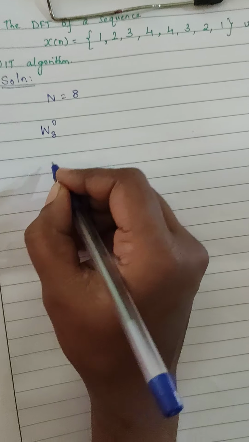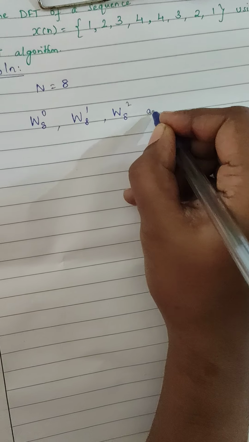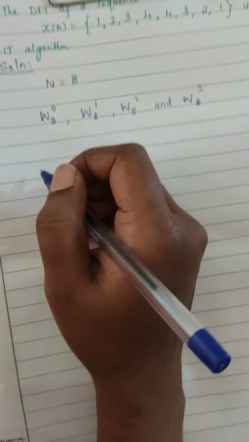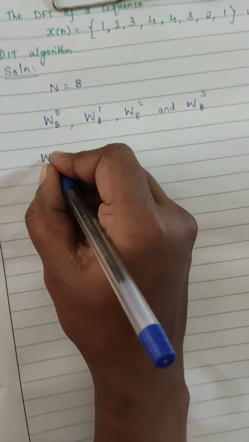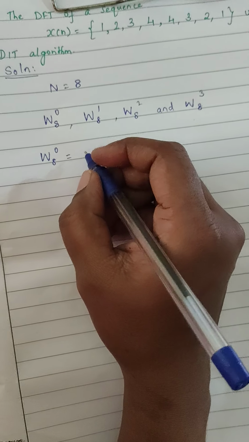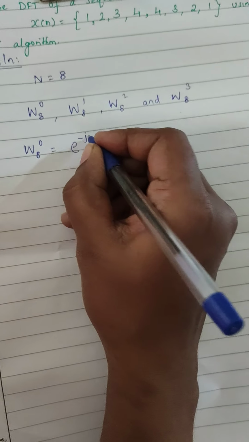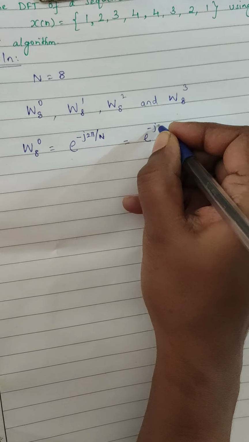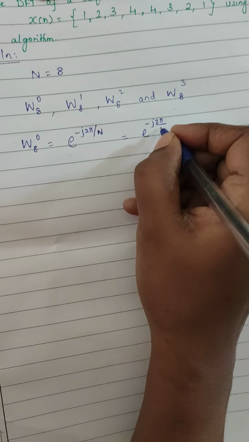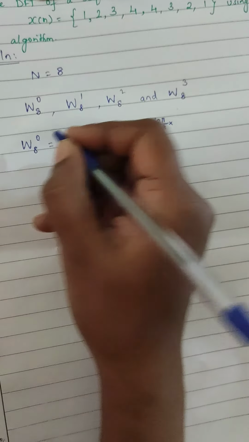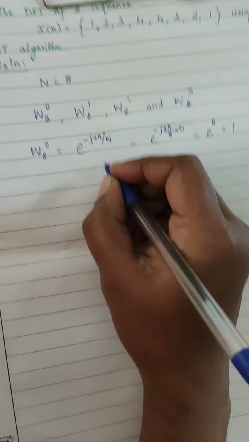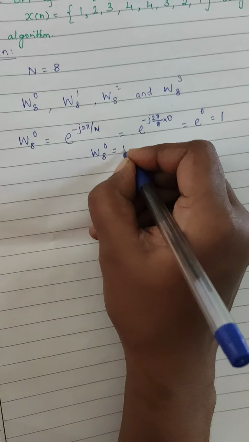0, W8 power 1, W8 power 2 and W8 power 3. These are the Twiddle factors we need to find out to solve our problem. So W8 power 0: we know the Twiddle factor formula is e power minus j 2 pi k by capital N. Since it's 8 points, it is 8, and here k is 0. So e power 0, anything power 0 is 1. So our Twiddle factor W8 power 0 is equal to 1.